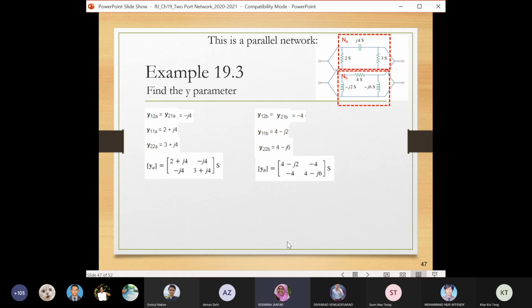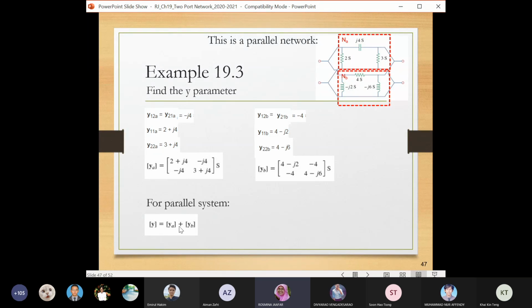Okay, so therefore, the overall YB, the second sub-network here, you will have YB is 4 minus j2, minus 4, minus 4, 4 minus j6. And the unit for the admittance is S, Siemens. So now you have YA, you can obtain the overall admittance for this network.